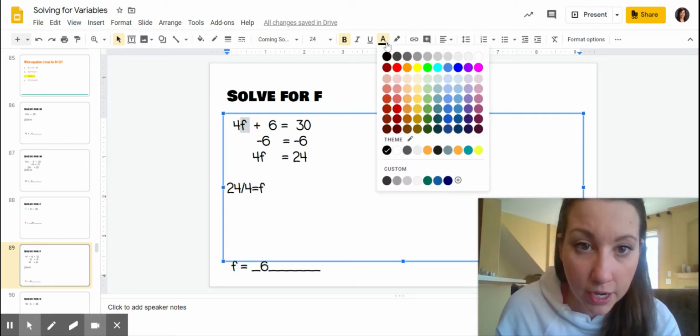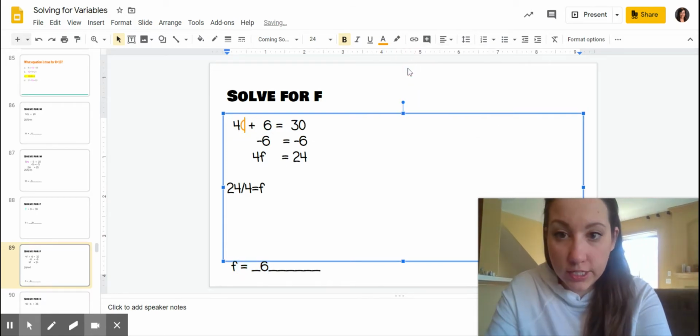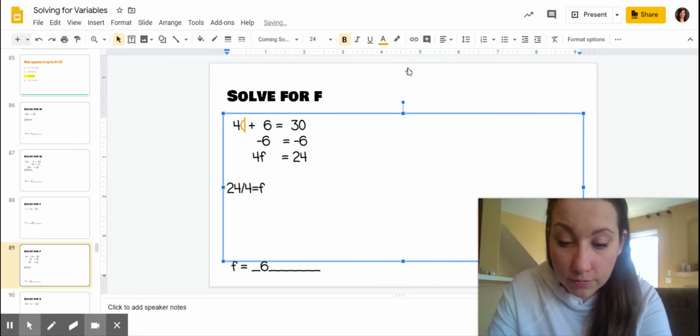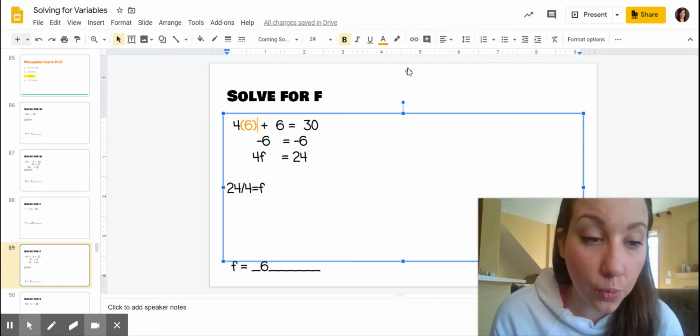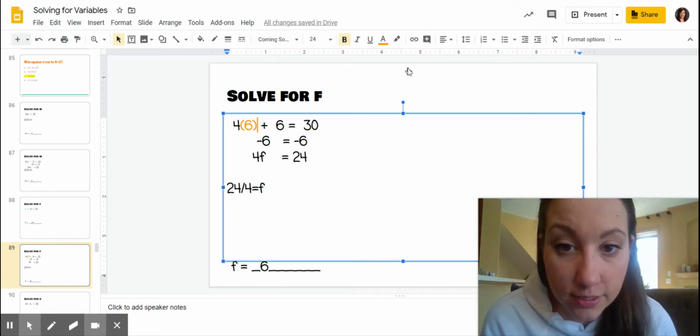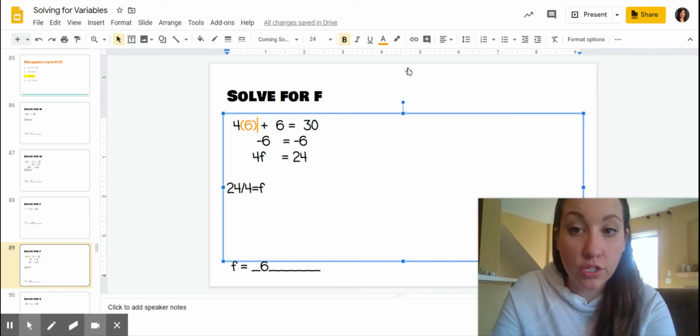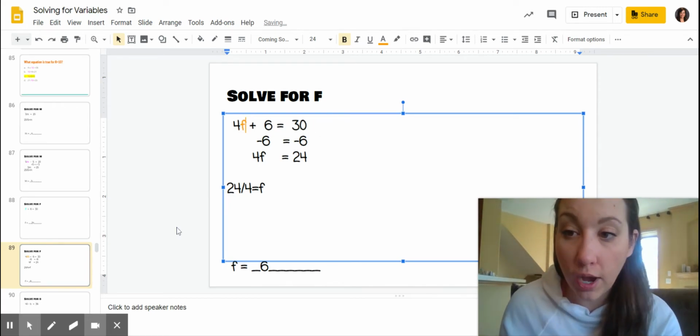So I come all the way back up here, and I'm going to type in 6. Oops, that was a G. 4 times 6 is 24, plus 6 is 30. It makes the equation correct, and therefore I know I am right.